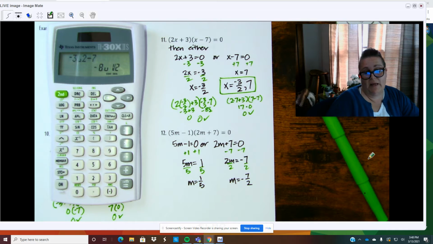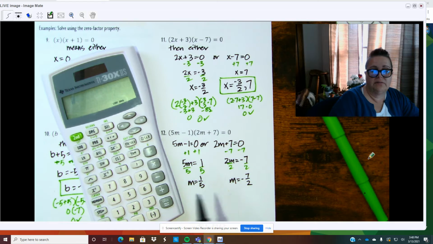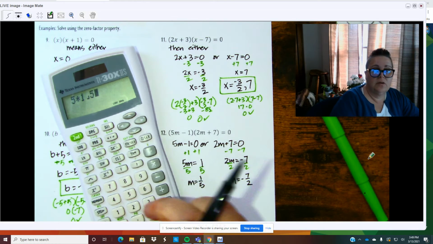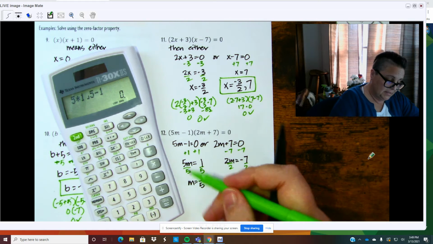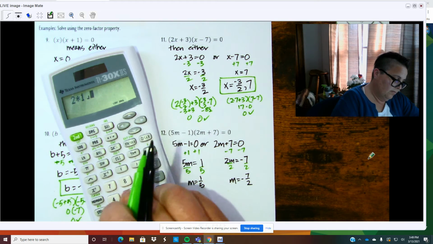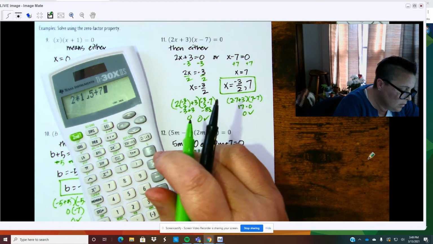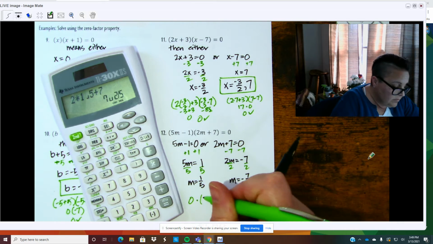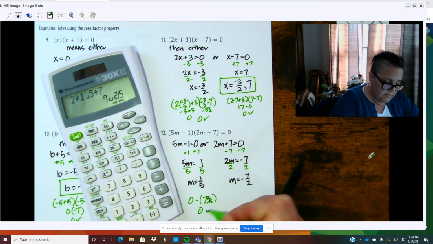So these are my two possibilities. If I want to check them, I can put them in. I'm going to use my calculator for this one. I'm going to do 5 times 1/5 minus 1. And that's going to give me 0 times whatever this is. 2 times 1/5 plus 7. Okay, times 7 and 2/5. And that's 0 times some awkward fraction, which is still going to be 0.